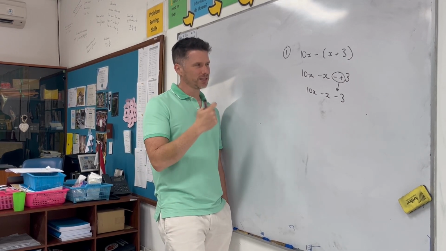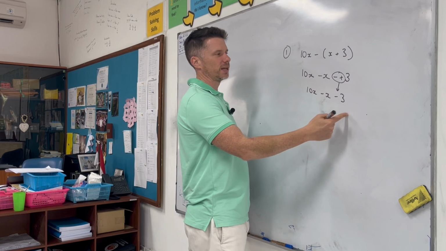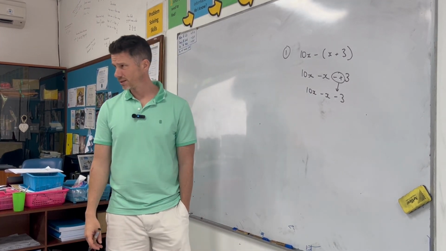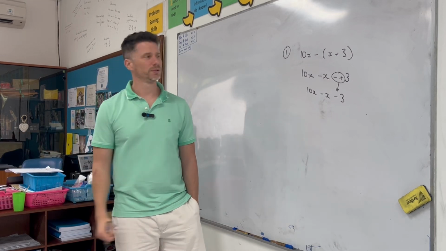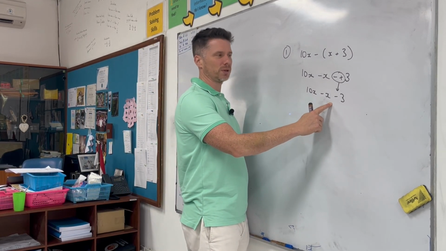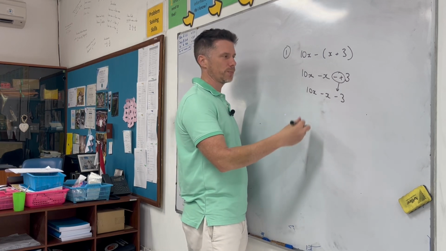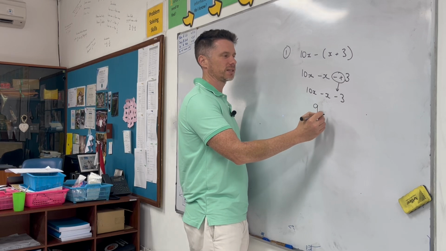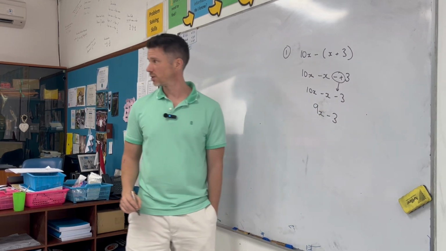So what's my final answer here, now that I can just combine these like terms? So it's 6x? Yes. Yes? No. So I have 10x, 10 apples, take away an apple, take away $3. So dollars and apples are different things. So 10x, take away one of those x's, I have 9x, and I just have minus 3, because they're not a like term.